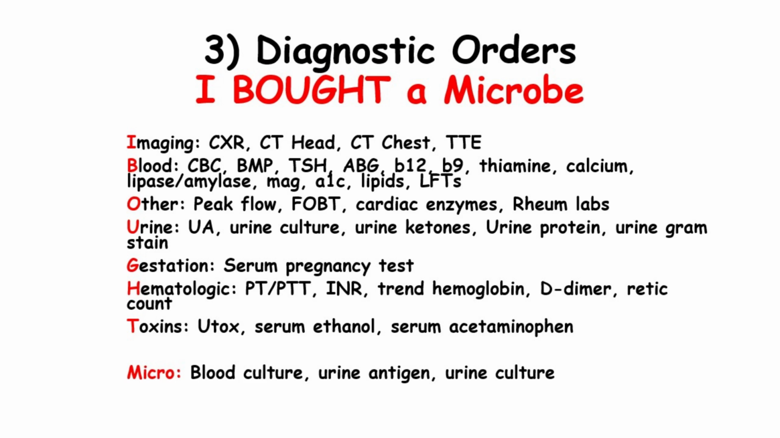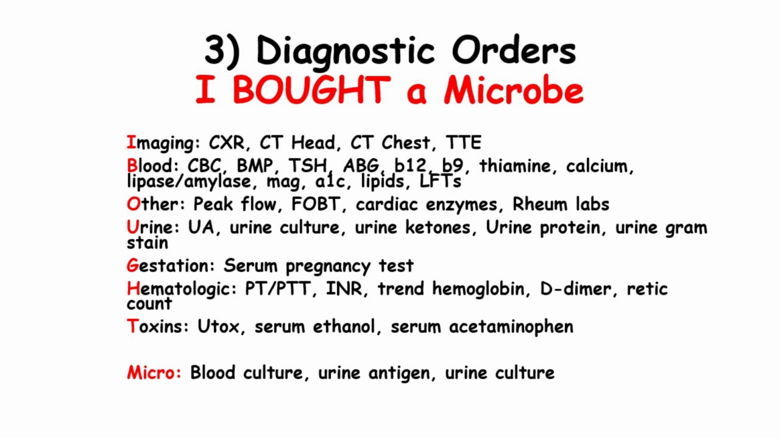H stands for hematologic, which includes PT or PTT, INR, D-dimer, and you can also trend hemoglobin and get a retic count if it's applicable. T stands for toxins. That's super useful for cases of altered mental status, and that'll also include a U-tox, serum ethanol, and serum acetaminophen. Finally, microbe stands for your microanalyses or your microbial studies, which will be your blood cultures, urine cultures, and urine antigens, especially for strep pneumo or Legionella anytime you suspect pneumonia.